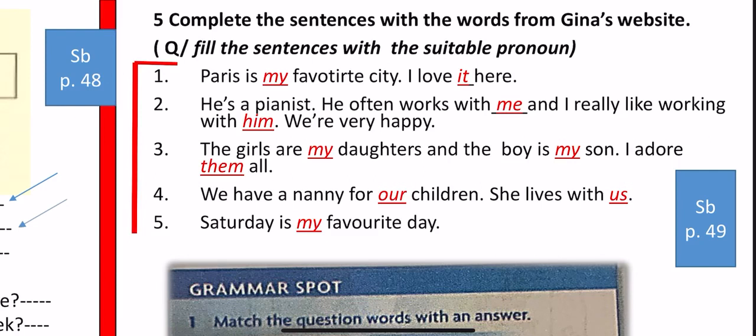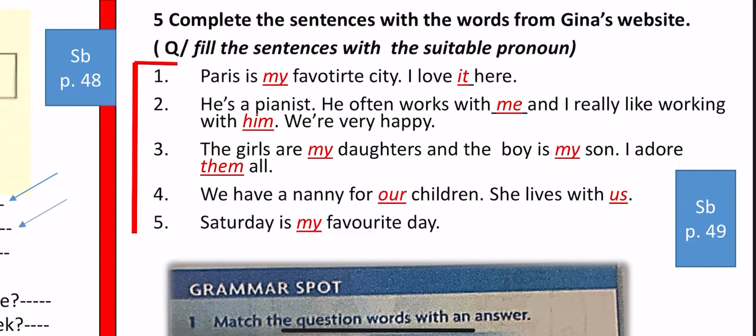He's a painter. He often works with me, and I really like working with him. We are very happy. So here, in the context of the sentence, he is a painter: subject, auxiliary verb which acts here as a main verb, a painter. Painter is the complement of subject. He often works with me. He subject, often adverb of frequency, works main verb, with preposition of company, me object, which refers to the I subject pronoun.